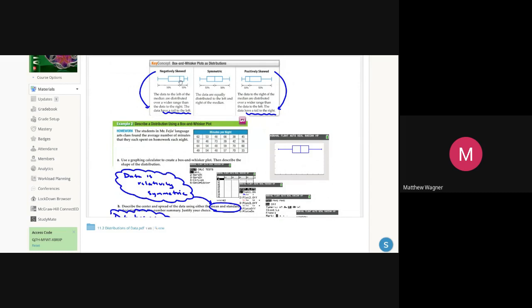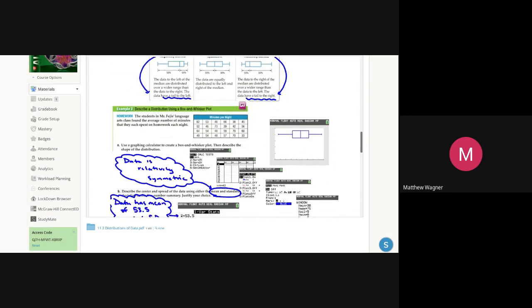Very similarly to the histograms. If more of our data is left of our median, remember, with our box and whisker plots, we have our minimum, our quartile 1, our median, our quartile 3, and our maximum. So if half the data is below the median, we have this big tail here. That's going to be negatively skewed. Relatively symmetric is here. And then if we have half our data that takes up all this space, it's going to be more positively skewed.